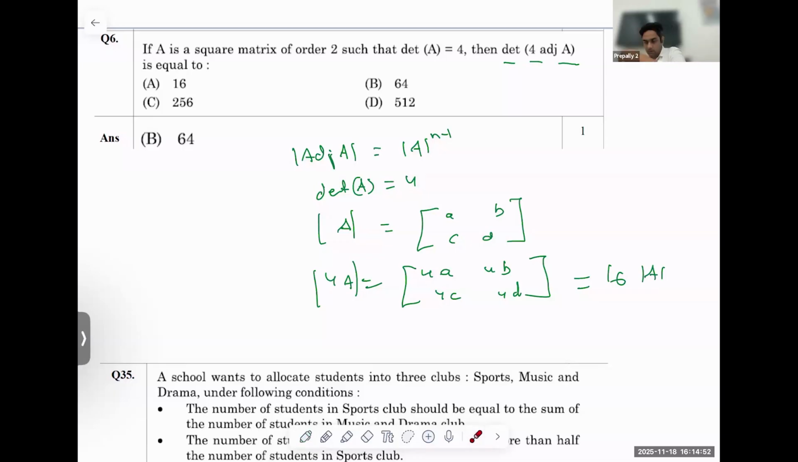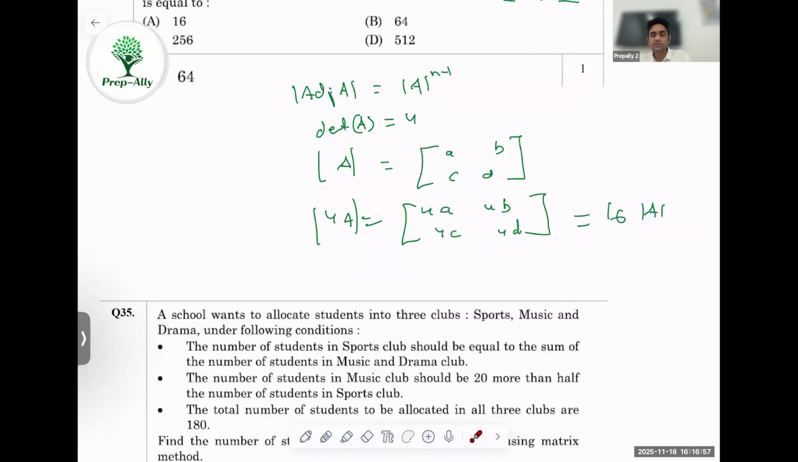Once we use that, adjoint of A will have the same det as A. But because of this 4, it will become 16 times. 16 into 4 will make it 64. So in this, we'll get 16 into 4, that will make it 64.